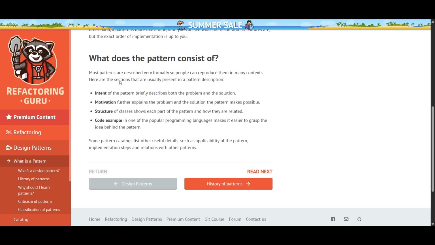And it talks about the different parts of a design pattern. It says that it has an intent, motivation, structure, and code example in this particular website that we will get to when we go to each specific design pattern that we want to learn. Okay, I'm just going to skip the history lesson that we have.